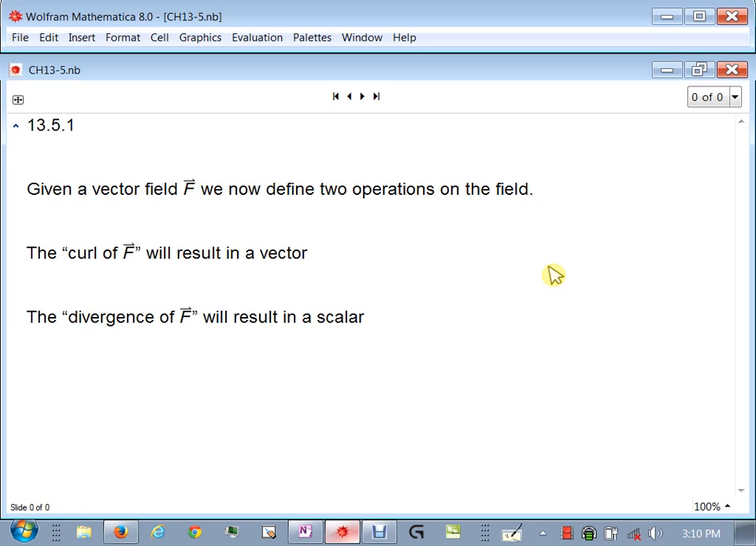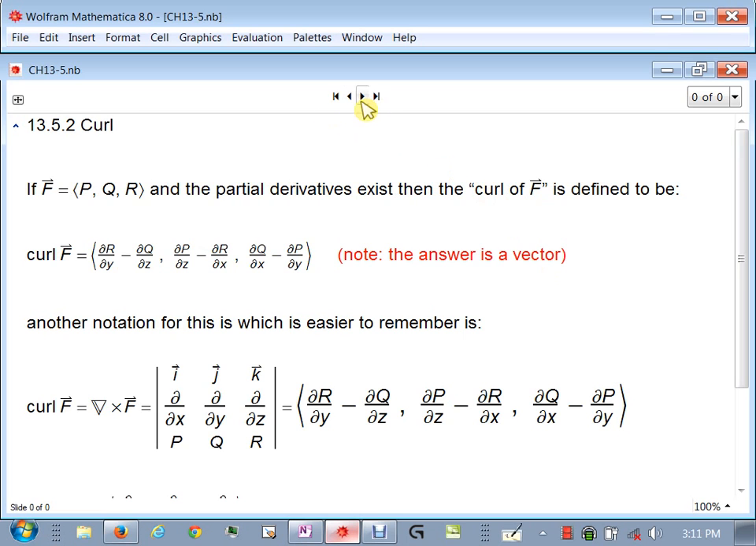So remember when we had 2 vectors, we could do dot product and cross product. Well, when we have a vector field, a single vector field, we can define what's called the curl of the field and the divergence of the field. So here's what the curl is. If F is equal to PQR and the partial derivatives exist, then the curl of F is defined to be this vector. Partial R with respect to Y minus partial Q with respect to Z, and so on. I won't go through the rest of it.